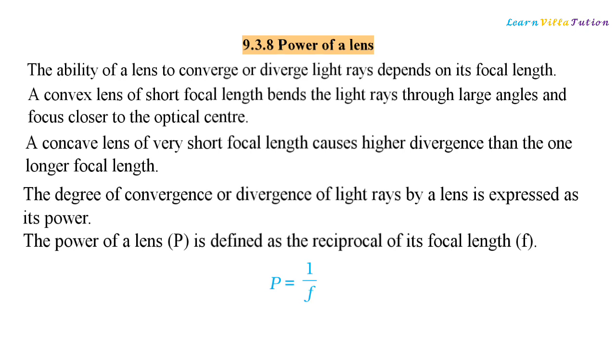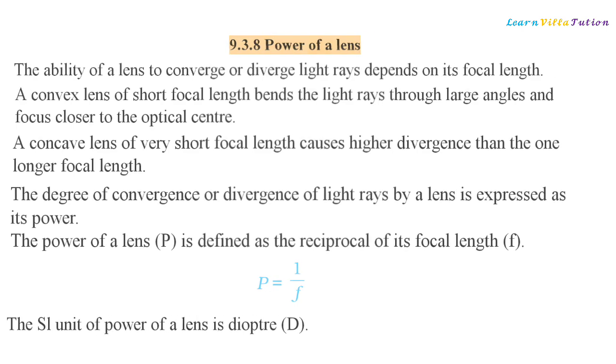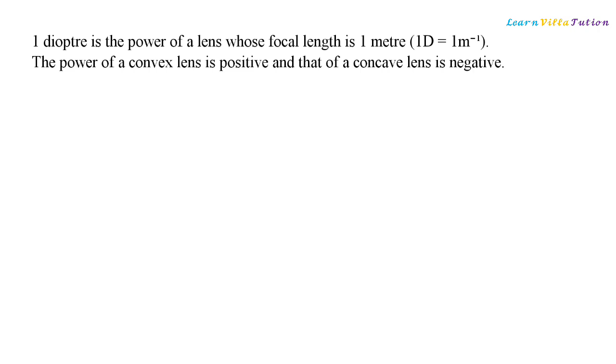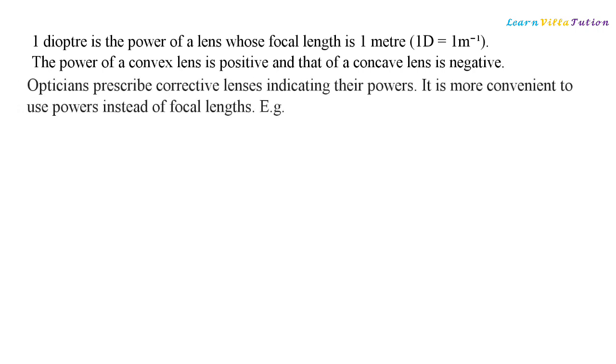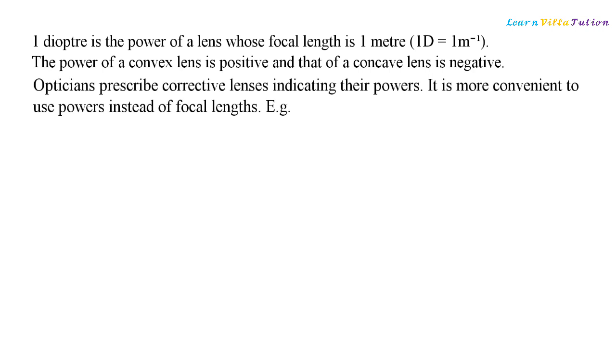The power of a lens, P, is defined as the reciprocal of its focal length, f. The SI unit of power of a lens is diopter, D. 1 diopter is the power of a lens whose focal length is 1 meter. The power of a convex lens is positive and that of a concave lens is negative. Opticians prescribe corrective lenses indicating their powers. It is more convenient to use powers instead of focal lengths.